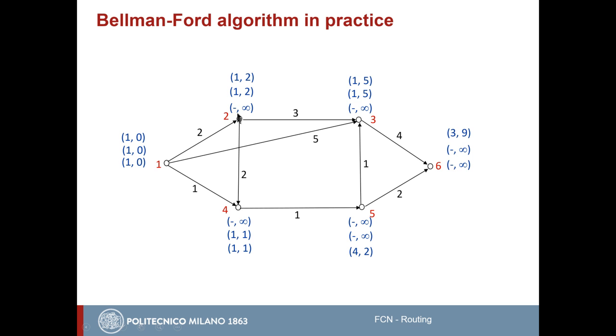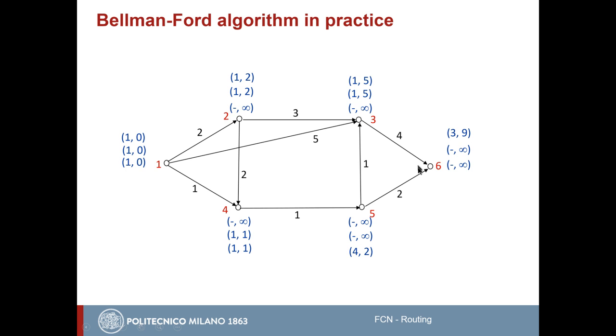Node number 4, here we have two neighbors, node 1 and node 2. Node 1 gives a distance 0 plus 1, which is 1. Node 2 gives a distance 2 plus 2, which is 4. 1 is less than 4, so we leave the same label as before. Node 5, we have to update it. The only neighbor is node 4. Node 4 had a distance in the previous step equal to 1, plus 1 is 2. So this is the new label.